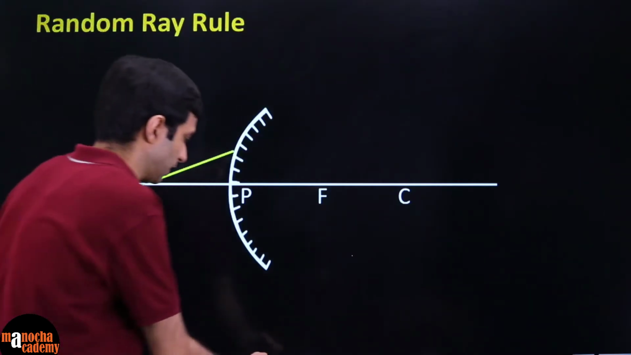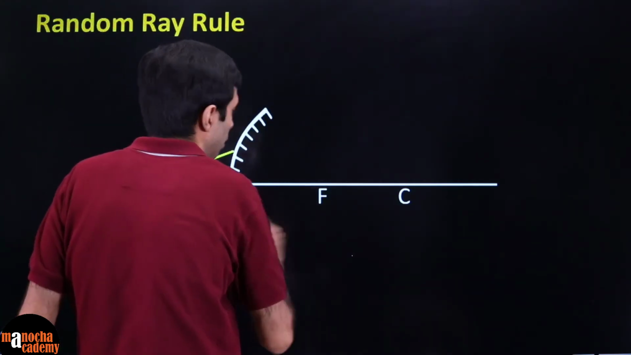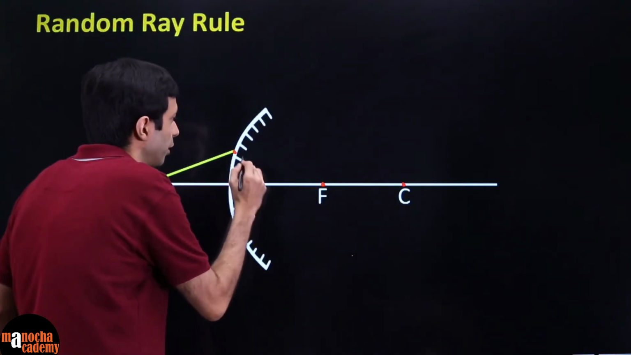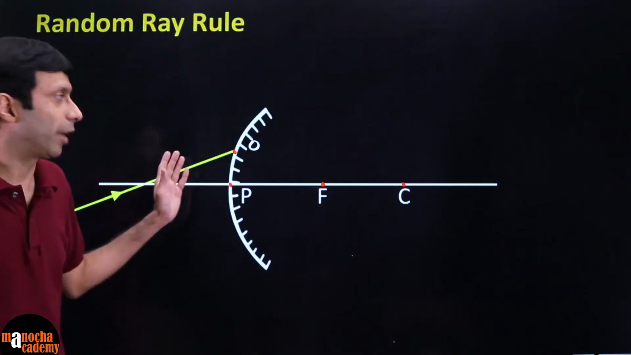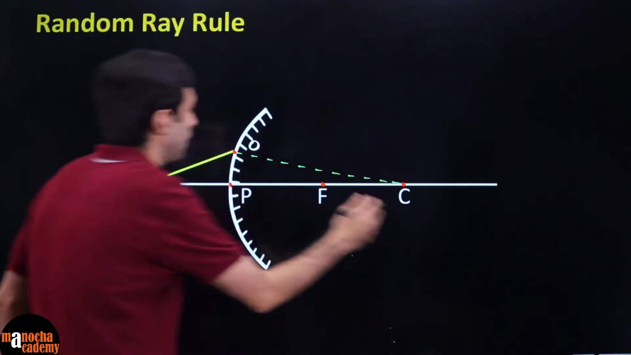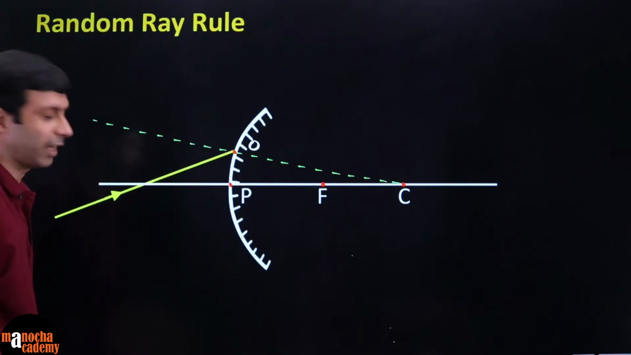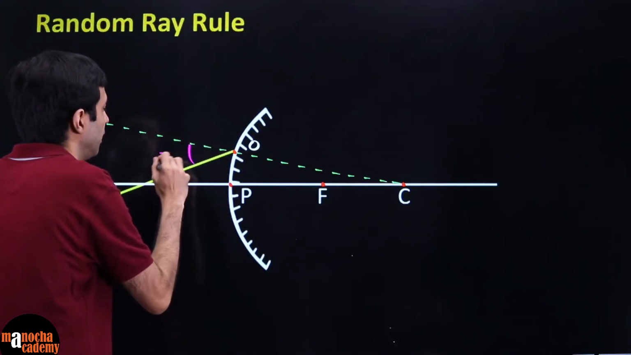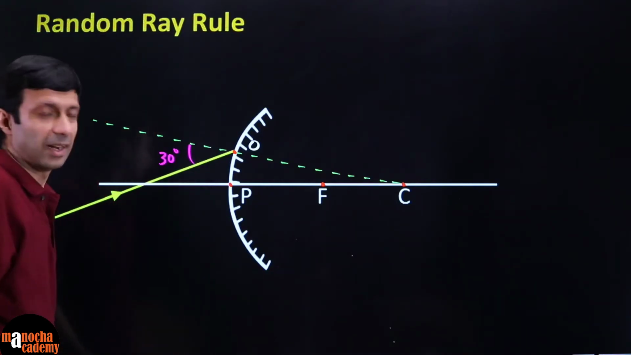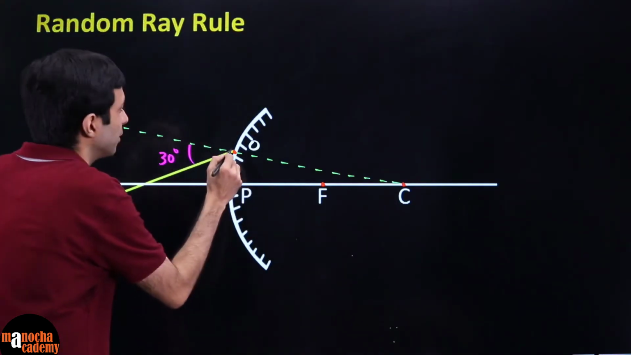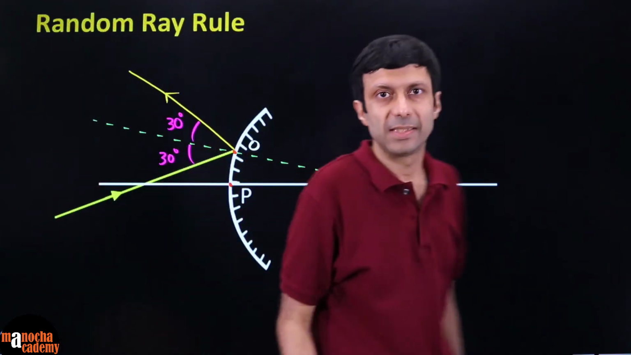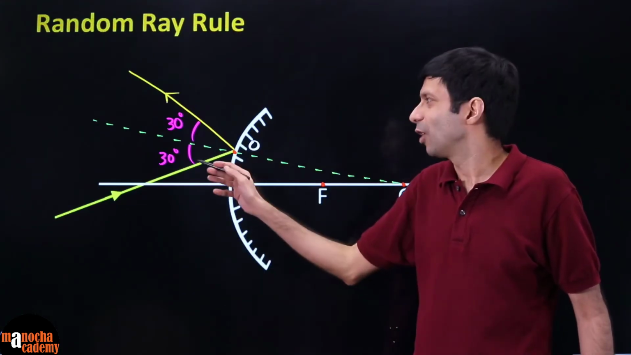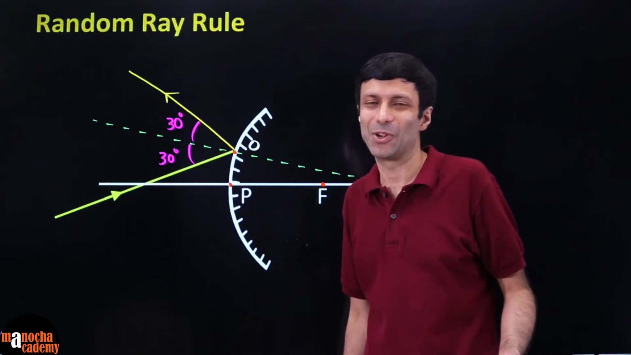Once again, you have your pole, you have your focus and center of curvature. This O is the point of incidence. So go ahead and join O and C to form your normal, and just extend OC. There you go. Let's say this angle is 30 degrees or whatever angle you're getting here. After reflection, it is going to make the same angle of reflection. So again, join the normal, angle of incidence equals angle of reflection, and you're done.